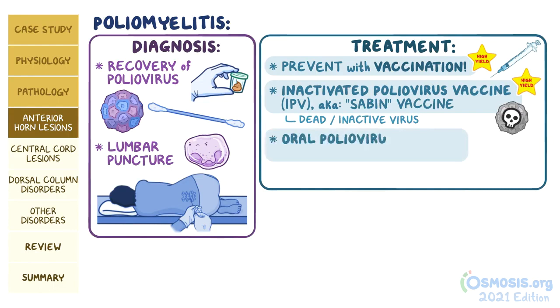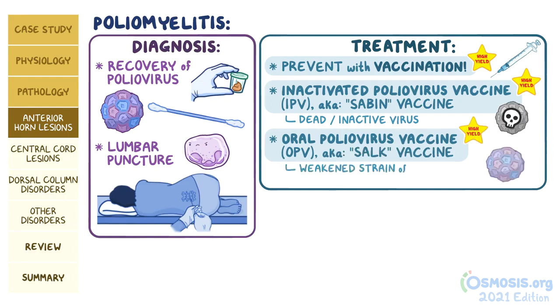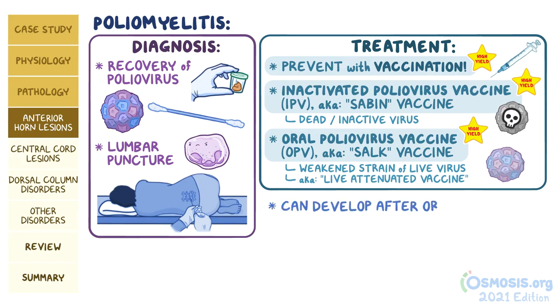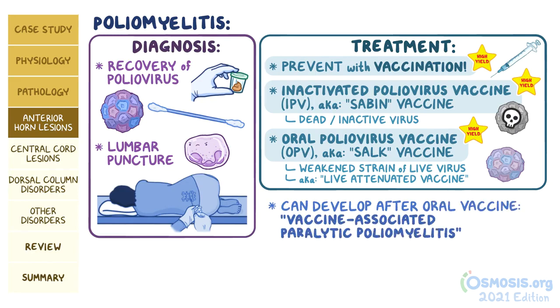There's oral poliovirus vaccine, or OPV for short, also known as Salk vaccine, which is a weakened strain of the live virus, also called a live attenuated vaccine. However, very rarely, poliomyelitis can develop after administration of the oral live attenuated polio vaccine, and this is called vaccine-associated paralytic poliomyelitis.